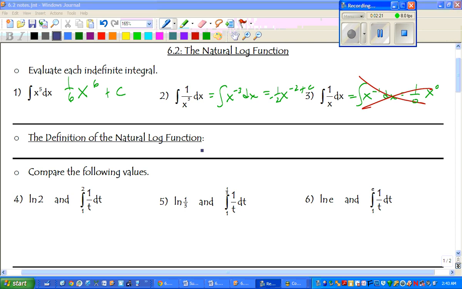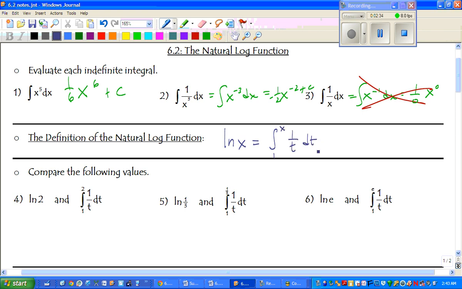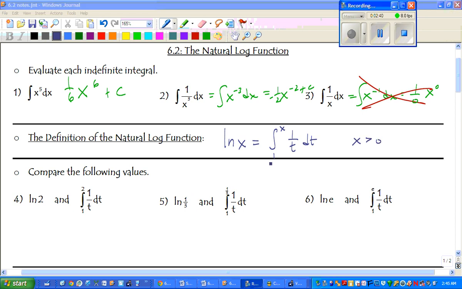All right, so let's take a look at the definition of the natural log function. Natural log of x actually equals the definite integral from 1 to x of 1 over t dt, as long as x is greater than 0. So let's think about what this means. Natural log of x is equal to the definite integral from 1 to x of 1 over t dt.